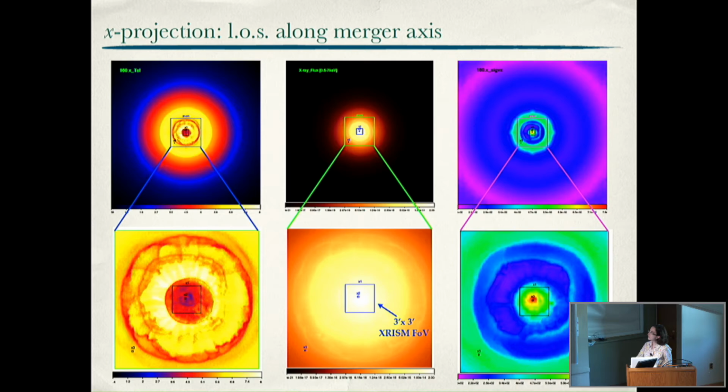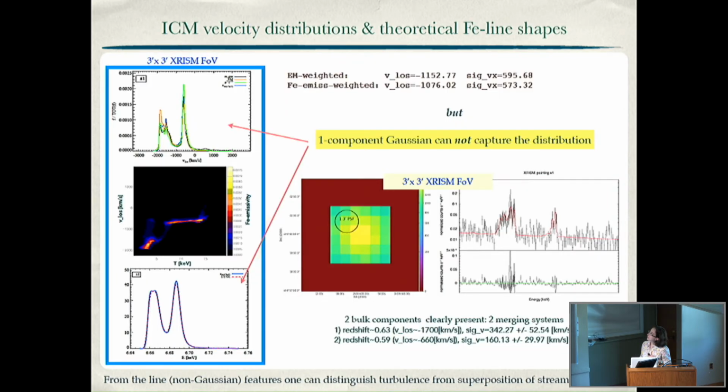Just very briefly, the other extreme is to use the X projection, so along the line of sight, and consider one single pointing in the center. So the region is super bright and you expect to detect very significant motions just because it is along the line where the two cores are passing each other. This is just the very first results.